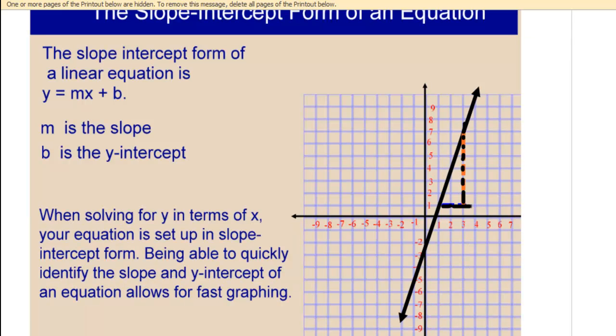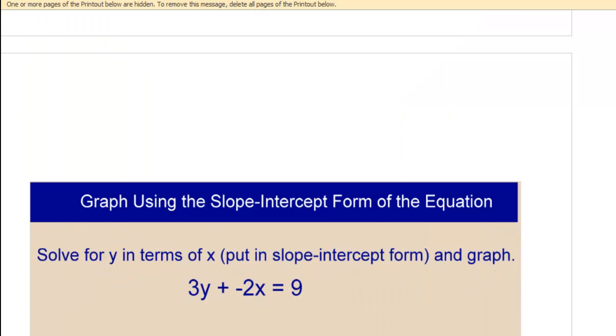So when solving for y in terms of x, your equation is set up in slope-intercept form. This allows you to graph very quickly. So once you identify the slope, which is that m, and once you identify the y-intercept, which is that b, you can graph very, very quickly. So let's look at an example.